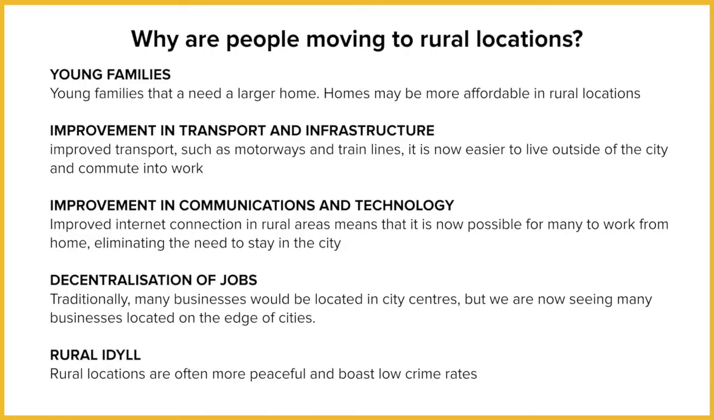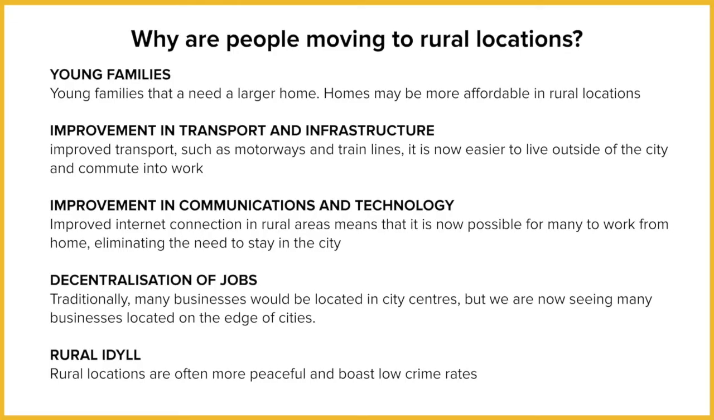So let's have a look. Urbanisation has been happening for hundreds of years now. Loads of people over that time have moved into the cities, to the point where now more than 50% of the population of our entire planet lives in a city or an urban area. But in more developed countries such as the UK, in the last 20 years, we've seen a lot more people doing the opposite. People are moving out of the city into the countryside. And let's have a look at why.